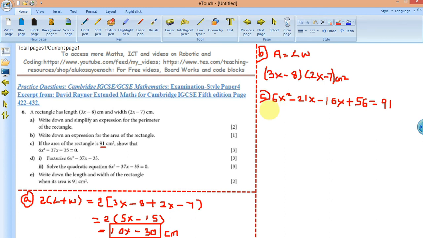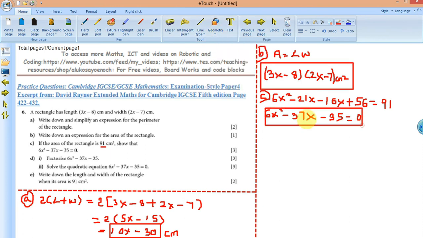Given that the area equals 91. So then we have 6x squared. Minus 21 minus 16, that's minus 37x. Okay, so 6x squared minus 37x, then 56 minus 91 equals minus 35. So we've been able to prove that, guys. So equals 0. Show that equals 0. Because when you move this one here, then the right hand side equals 0. So that's the solution to that, guys. Let's just go ahead and put all solutions so far.